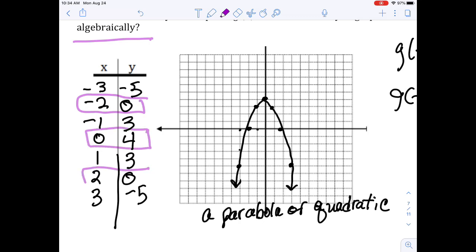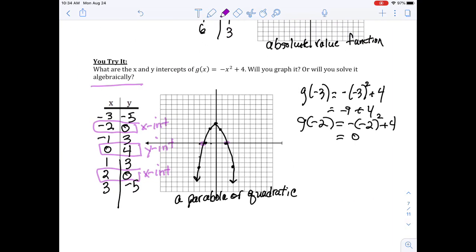I was able, just using the values that I picked for x, to determine my x and y intercepts. So x-intercepts at (-2, 0) and (2, 0). Y-intercept at (0, 4). And so if you hadn't figured those out from the graph, you would have had to go back to your algebraic method, which is set x equal to 0 to find the y-intercept, and set y equal to 0 to find the x-intercept.